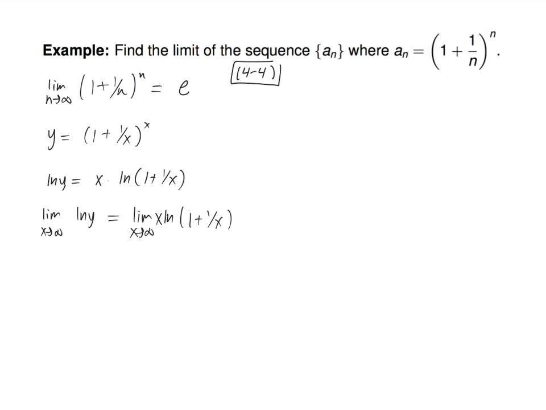What are you doing on the left side if there are no x's? That'll come back in a moment, okay? So just for now, I limited both sides, okay? All right.